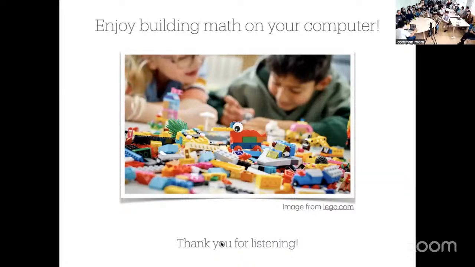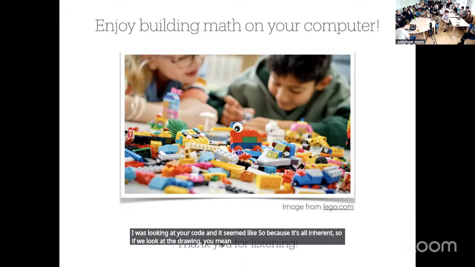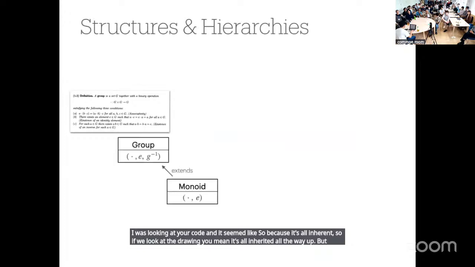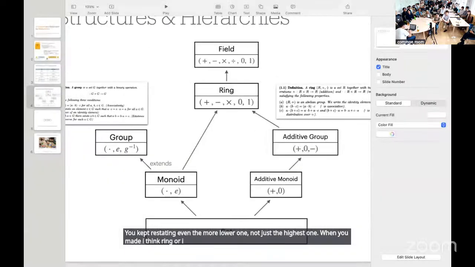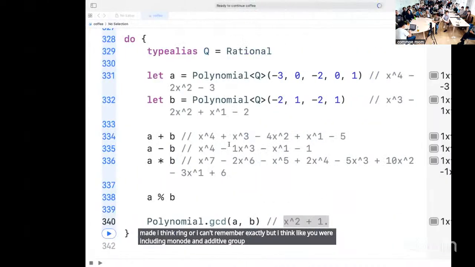I was looking at your code and it seemed like, because it's all inherited, so if we look at the drawing you made, it's all inherited all the way up. Yeah. But when you were making declarations, you kept restating even the lower ones, not just the highest one. Like when you made ring, I think you were including monoid and additive group. You couldn't just say ring.